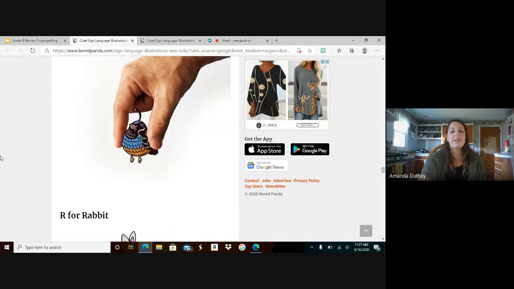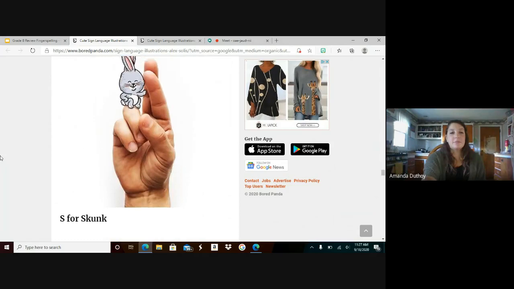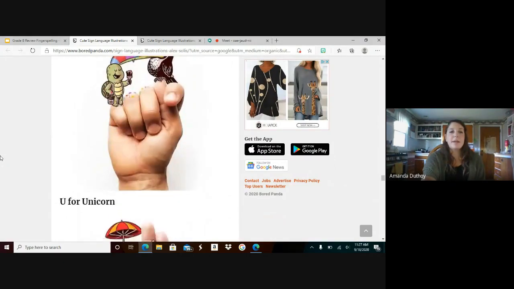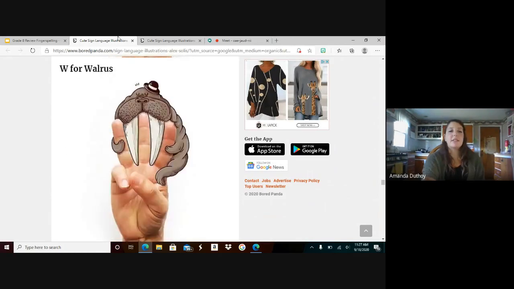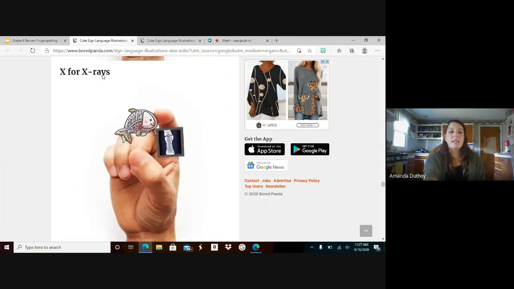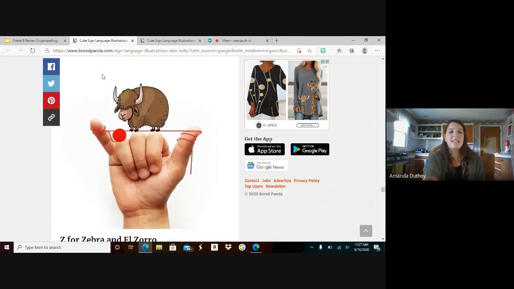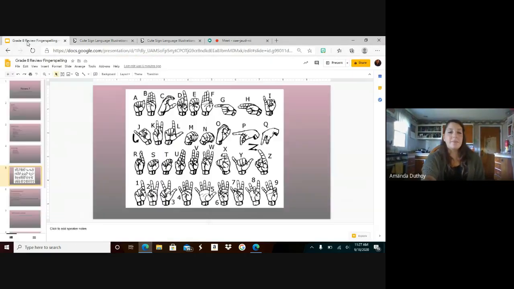Q for quail. Yeah, so they're just really cute, and I think they'll help you remember better if you do want to look at this. So the link is there if you would like to see it. Oh, this is also one of my favorite ones. Cute. All right.